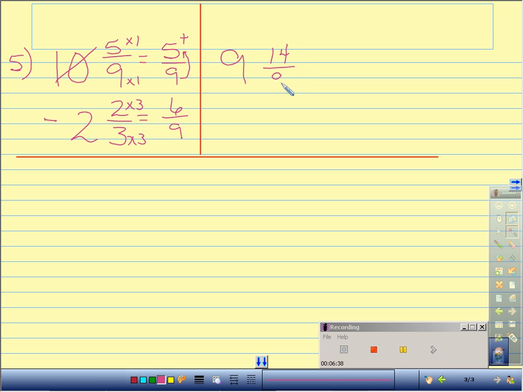Denominator stays the same. Minus 2 and 6/9. Now we can subtract 14 minus 6, which is 8/9. 9 minus 2 is 7. Our fraction's already in simplest form, so that's the answer to the question, 7 and 8/9.